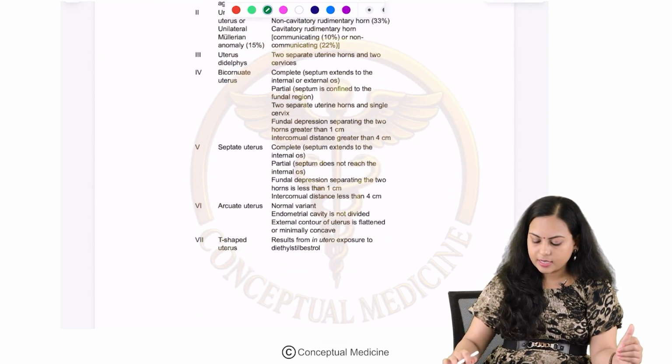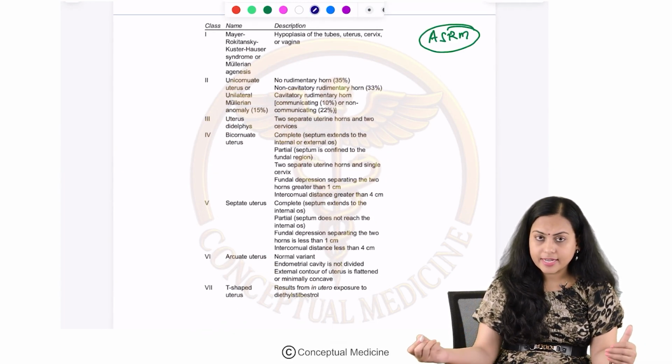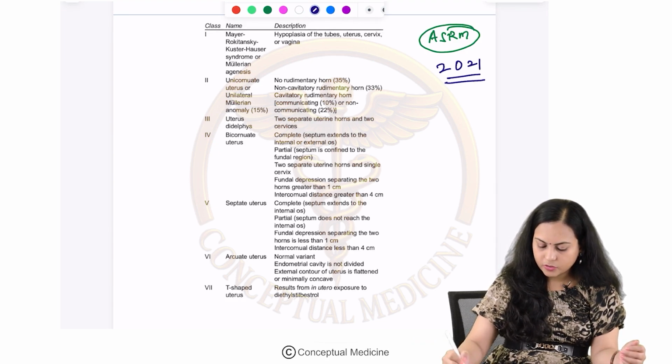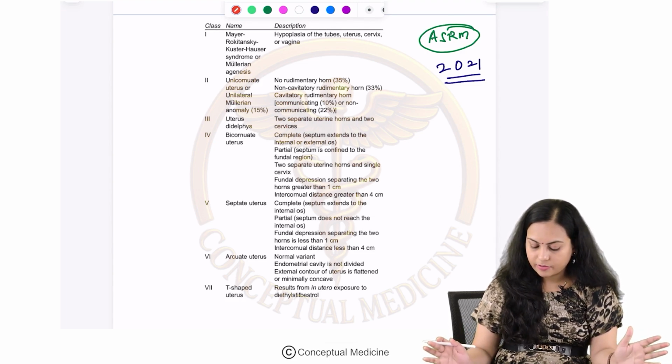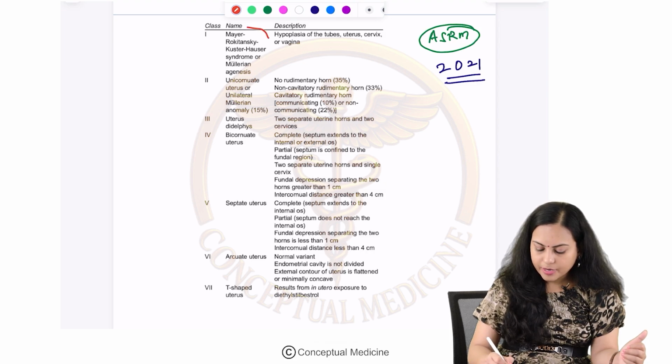Now we are going to see the ASRM classification. This is a newly defined classification for Müllerian anomalies that was given in 2021. Here we have nearly 7 classifications as we have previously seen, but one difference is they have included Mayer-Rokitansky-Küster-Hauser syndrome or Müllerian agenesis.